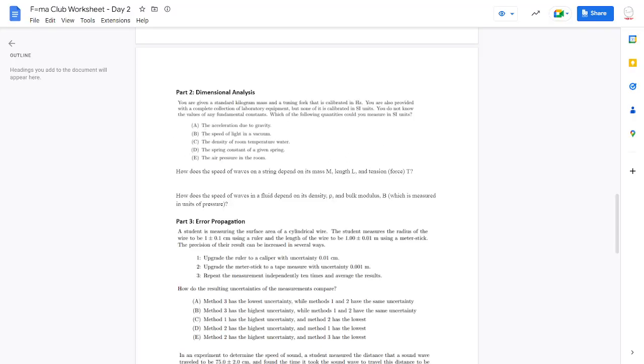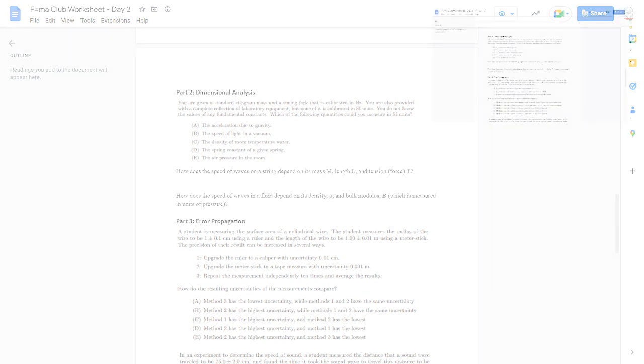All right. Next problem. This is going to be a little bit more in-depth dimensional analysis, and this is probably not going to be encountered on the test, but it's just in case. So how does the speed of waves on a string depend on its mass, length, and tension force, right? So let's go back to our scene. So we know that we're told to find our speed, right? Our speed is going to be velocity. Our velocity is going to be meters per second, which is going to be a length divided by time, right? Or you could say L T to the negative 1, right?